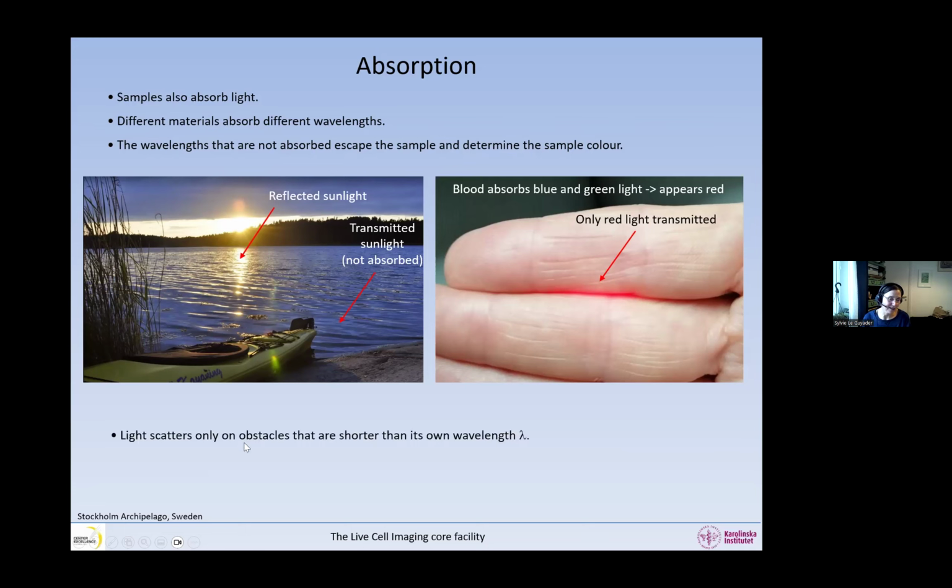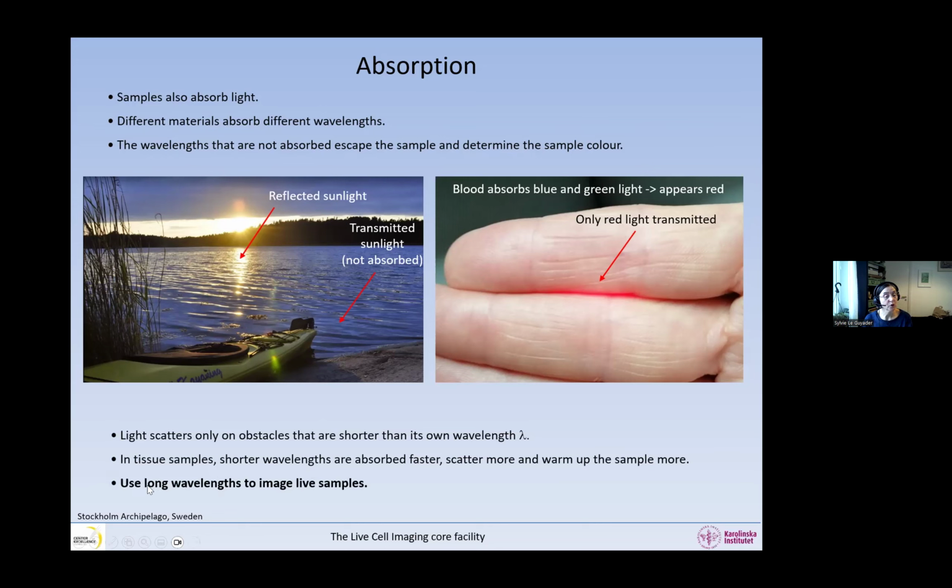Light scatters on objects that are shorter than its own wavelength. In tissue samples, the short wavelengths are absorbed faster, they scatter more, and they warm up the sample more. This is what makes it damaging, all this heat in the sample. So the conclusion is that if you want to image live samples, you should use a long wavelength if you can. You're going to have a little less resolution, but this will be much better for your sample.